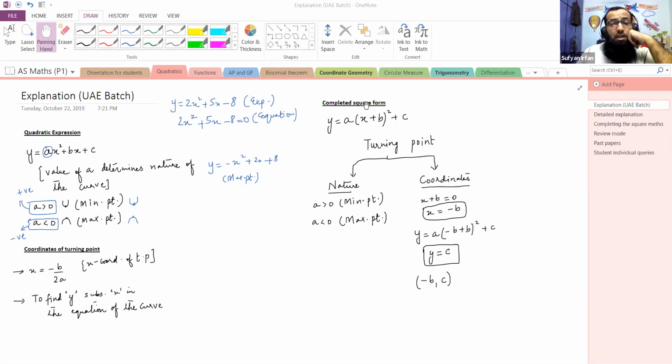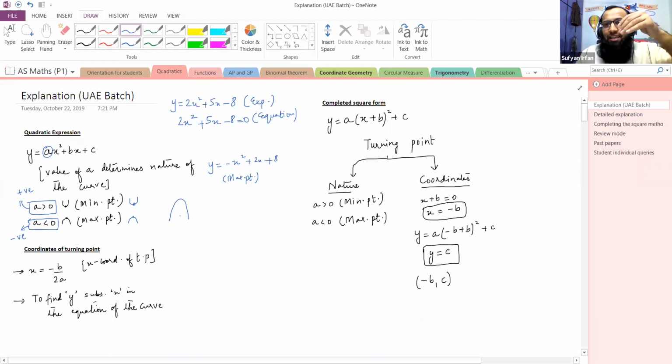Right. So I was saying that now we have to find the coordinates of turning point. Now in AS level mathematics, whenever we have to find the coordinates of turning point, firstly the concept is, what is a turning point? So when we are going to draw a graph, the graph will turn at a certain point and it will come back. It's going up, it will turn and then come down. If it's going down, it will turn and start going up.